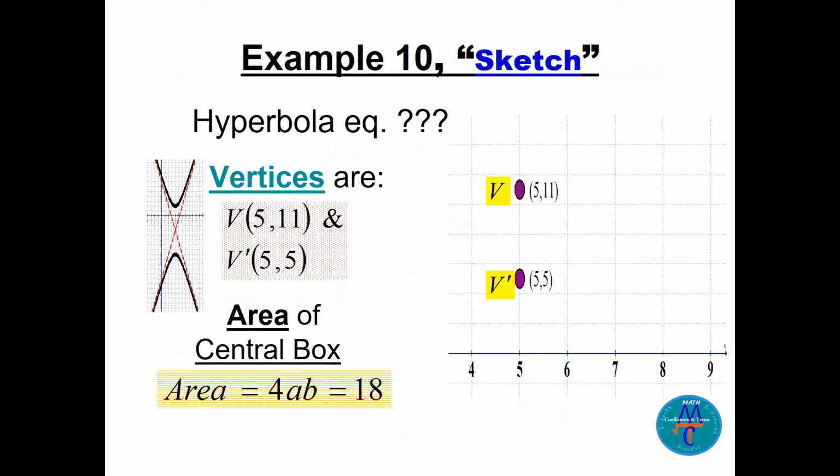This is a little sketch. So we have (5, 5) and (5, 11). So we can see that the hyperbola will look like this. These are the vertices here, and the area of the central box in the middle here is 18. And the formula is 4AB.